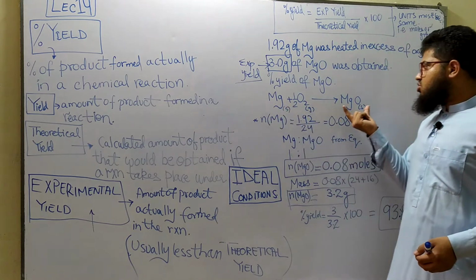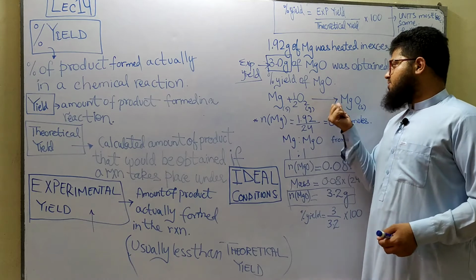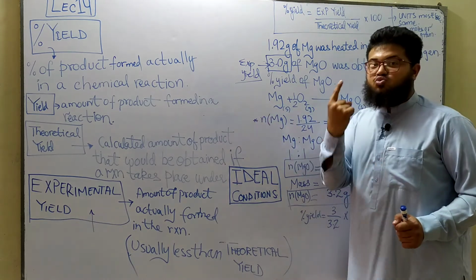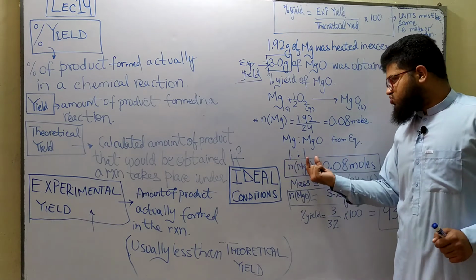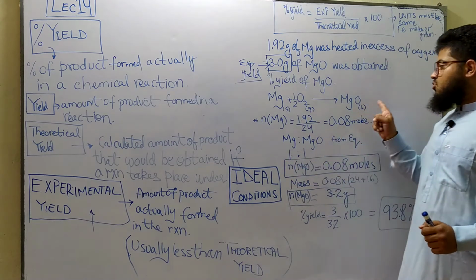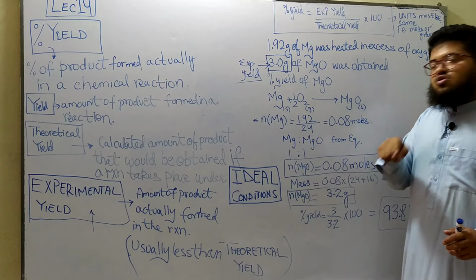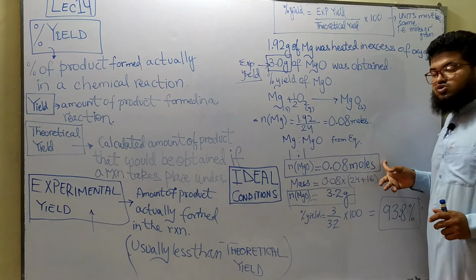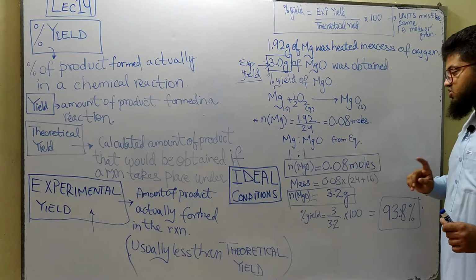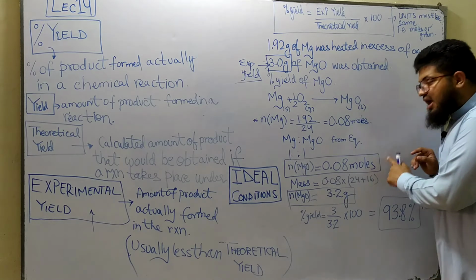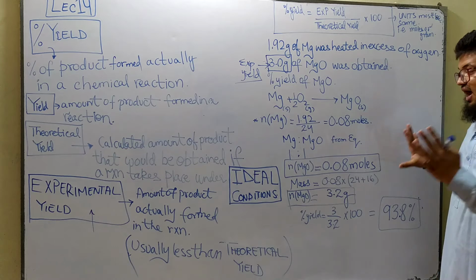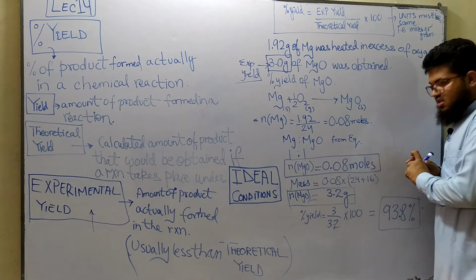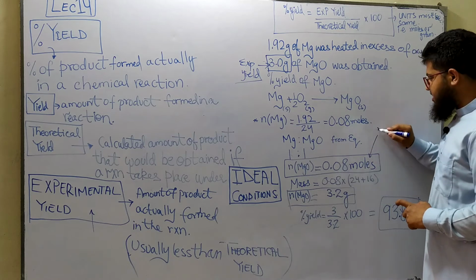Now if you look at it, the mole ratio is 1:1, because in front of both of them there is no coefficient written, so that means the coefficient is 1, right? So mole ratio is 1:1. So that means the moles of magnesium are the same as the moles of magnesium oxide, right? So moles of magnesium oxide are also 0.08 moles. Now I've gotten the moles of magnesium oxide. From here I can do two methods. I can either keep this in moles. This is my theoretical yield.